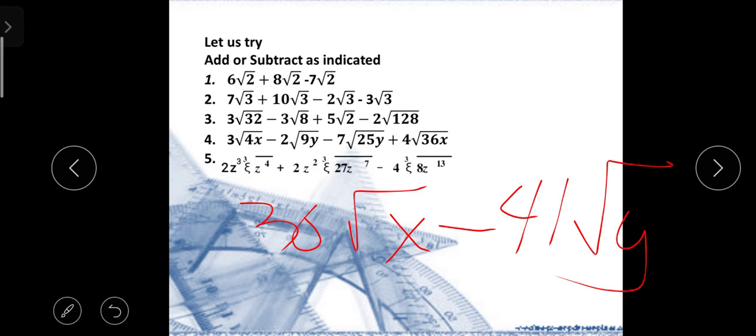Number 5. Ba't ganito yung tsura ng number 5?